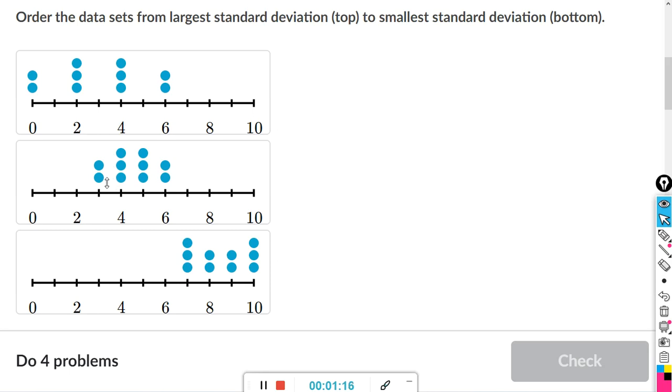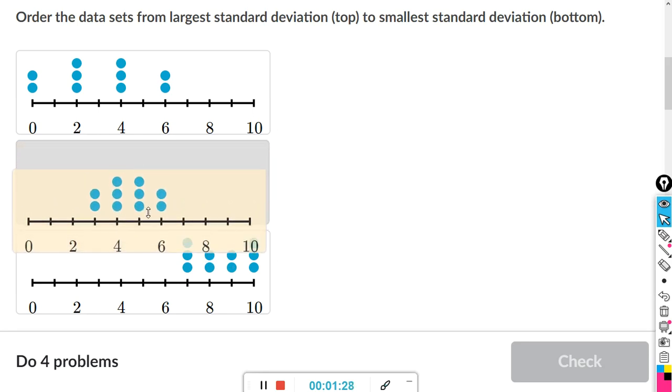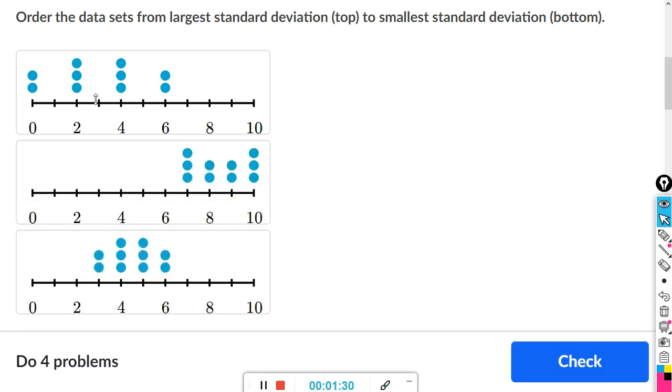And we can see the one in the middle is the most compact. Okay. Most of the data is hovering around the center. So that's going to have less standard deviation than this one. So I'm going to left click on the center one and drag it down. So the most standard deviation is on top. This one's the next one, and this one's the next one.